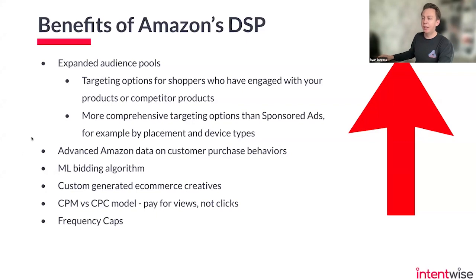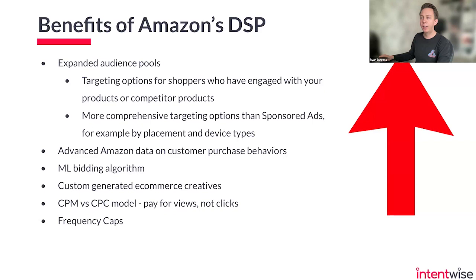Additionally, Amazon has advanced, obviously, Amazon data on customer purchase behaviors. If there's one company that probably knows the most about what we all like to buy and how we like to buy it, that would be Amazon. And so by being able to leverage their data in this DSP, we're benefiting significantly because Amazon is able to customize the ads and optimize the bidding to reach the right shopper at the right time with the right creative to hopefully incentivize them to make a purchase.